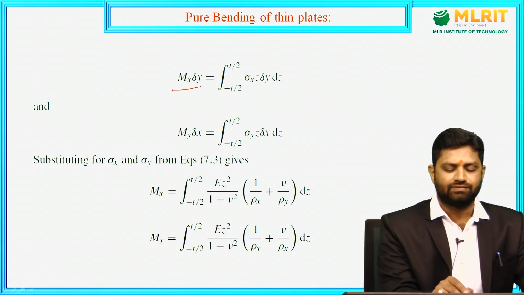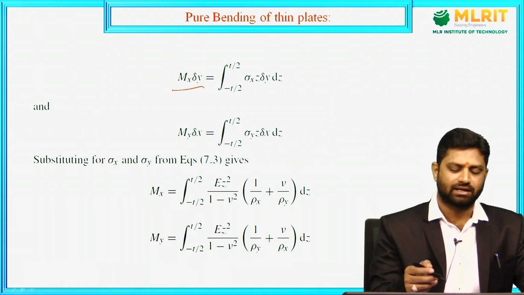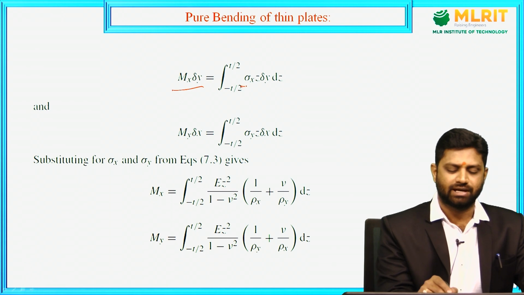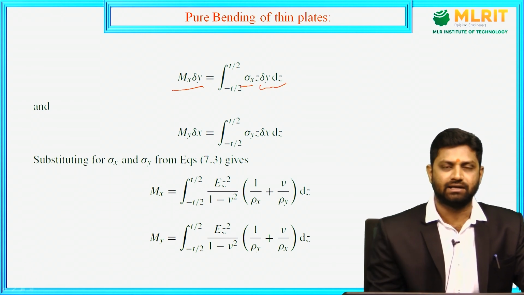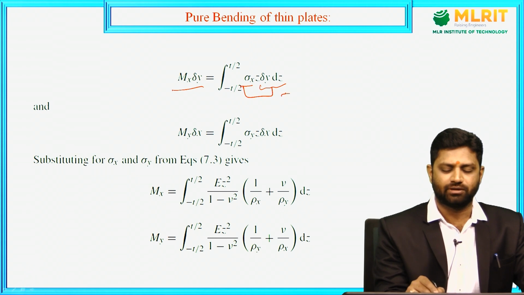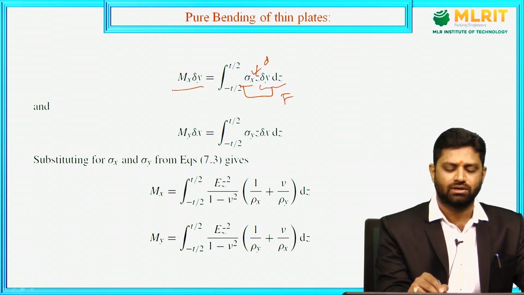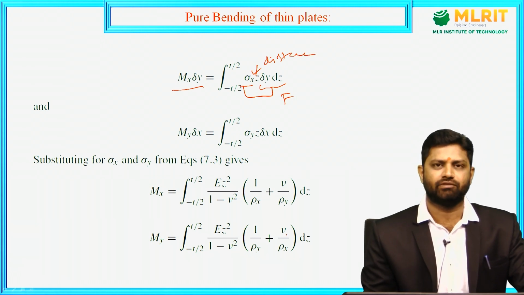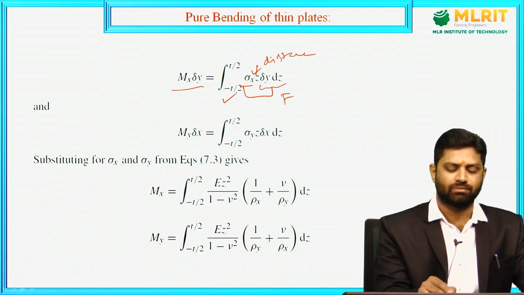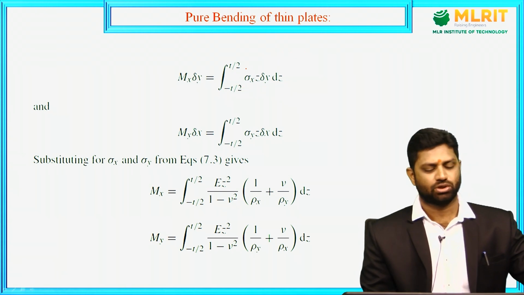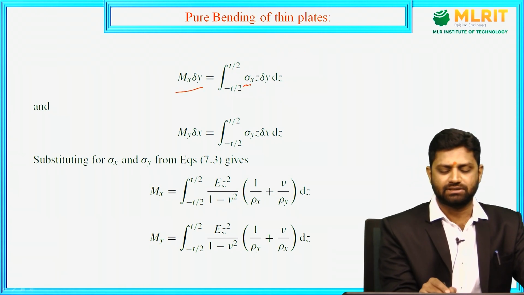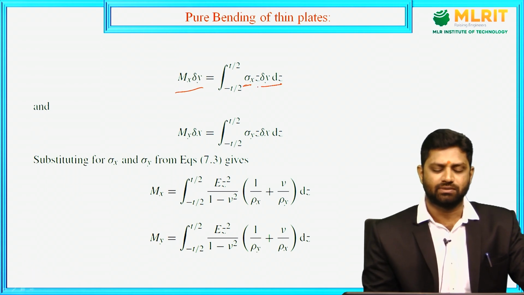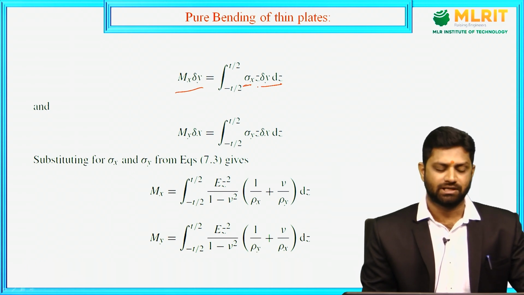So we write the left side, that is Mx into delta y, and the right side is nothing but sigma x, the stress, multiplied with the area dy dz, which together becomes force, and the perpendicular distance is z. Since we are writing for the complete element, we can integrate it from the lower surface to the upper surface, that is from minus t by 2 to plus t by 2. So Mx into delta y is equal to the integral of sigma x into dy dz into z, with limits of integration minus t by 2 to plus t by 2.